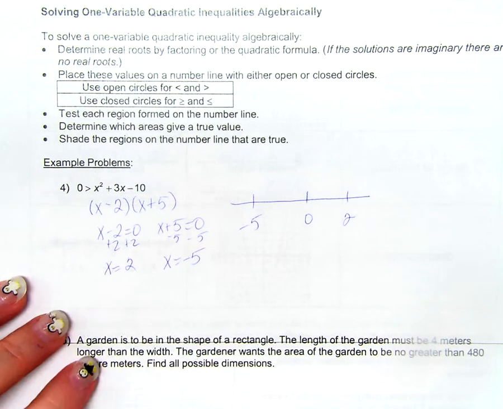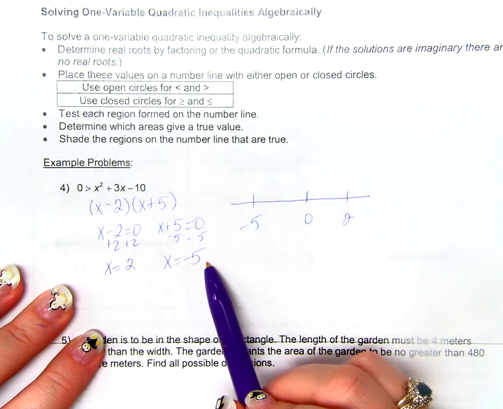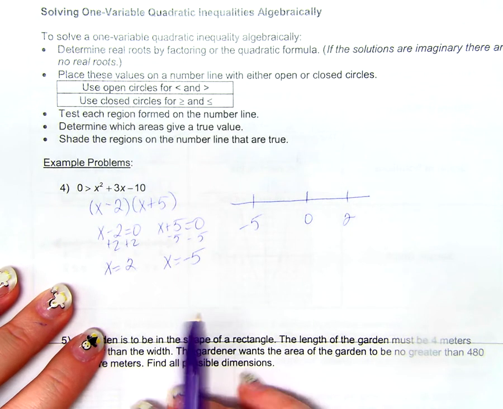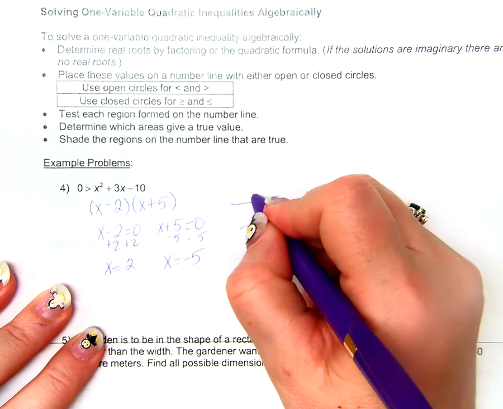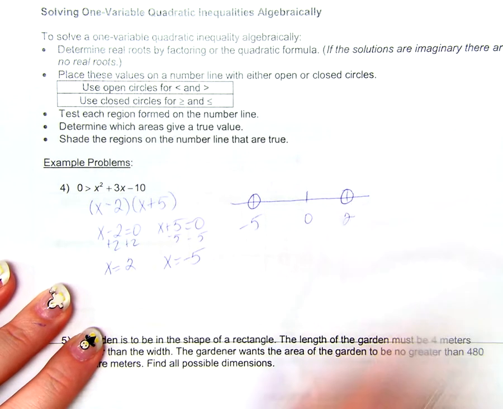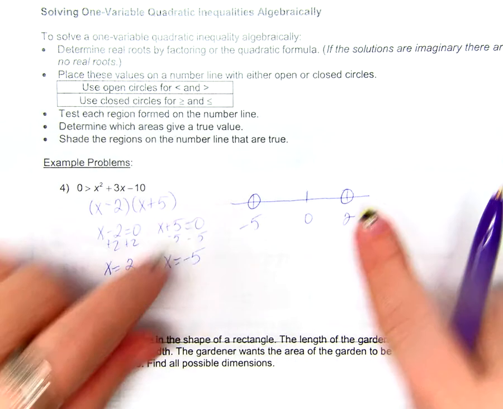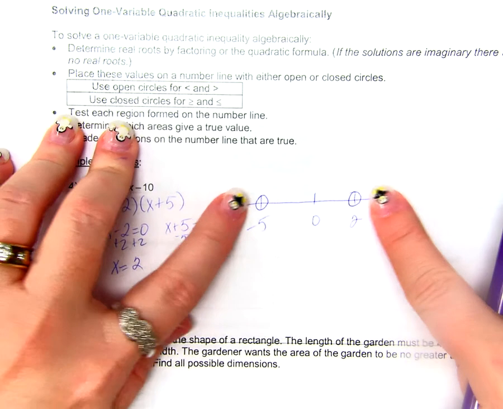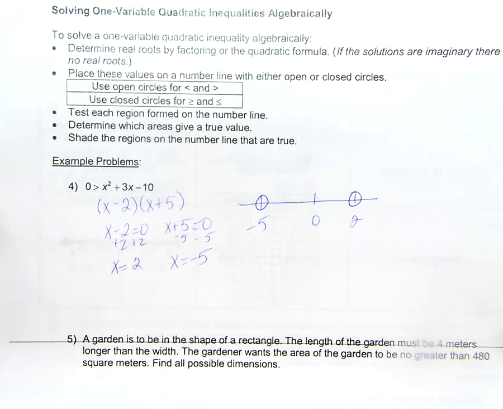Okay? Now, is 2 included as part of my answer? Is negative 5 included as part of my answer? Why not? Because it's just a greater than sign. It's not greater than or equal to. So on my number line, it's an open circle and an open circle. I know it has something to do with the negative 5 and something to do with the 2. So here's what you have to know. My answer is either all the stuff in between these two numbers or all the stuff on the outside of these numbers. Fair enough? So I have to figure out which one it is.